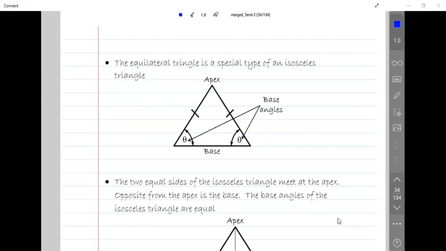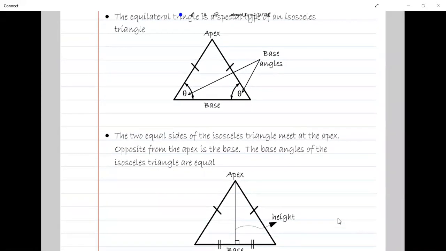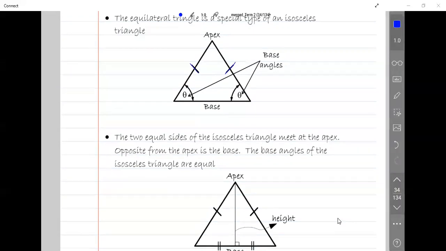Here it is. The two equal sides of the isosceles triangle meet at the apex. So in mathematics, we identify that two sides are equal by putting strokes on them. So those two strokes are telling me that those two sides are equal in length. If you have a triangle in which two of the sides are equal, that triangle is an isosceles triangle.